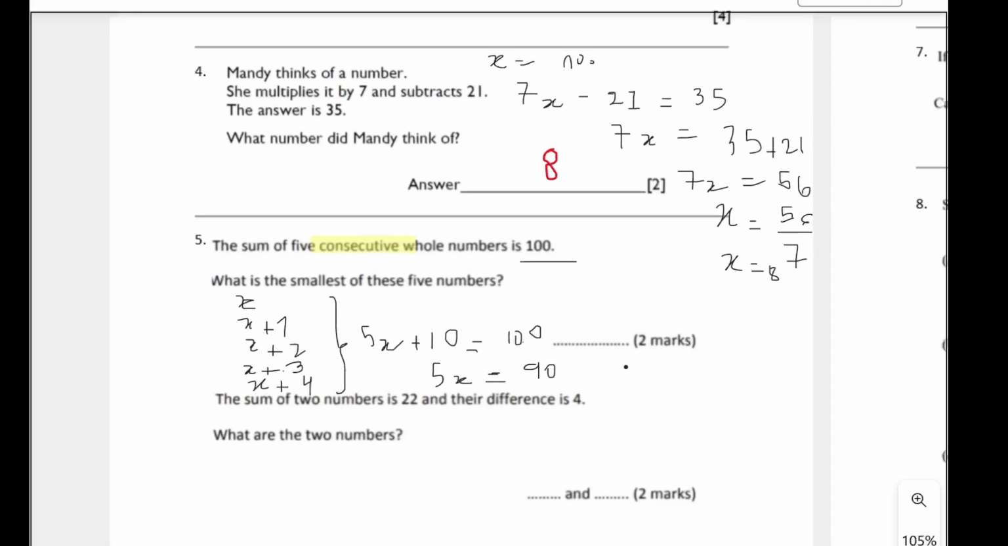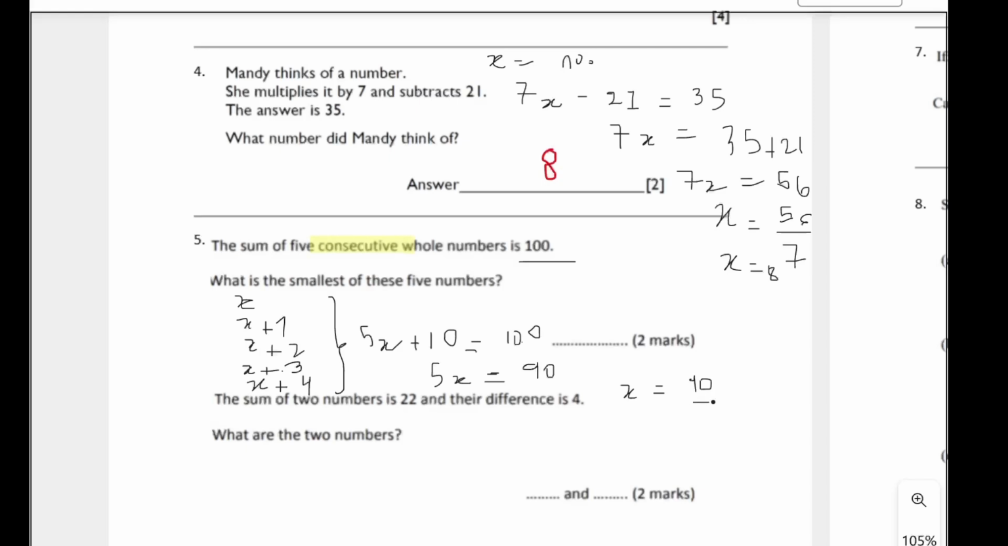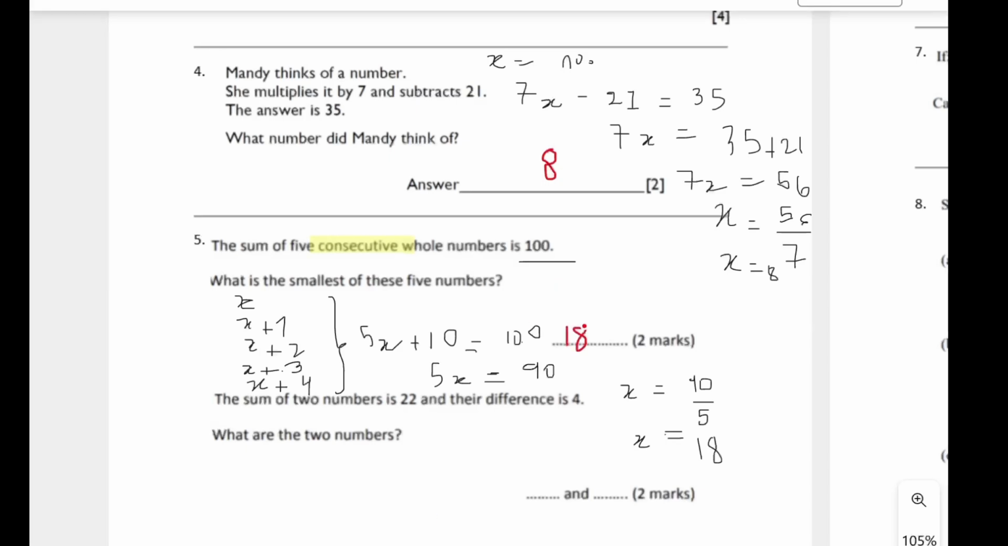Just continuing this on from over here, we have 5x, we'll divide both sides by 5. So 90 divided by 5. Therefore, x is equal to 18. Therefore, the correct answer is 18.